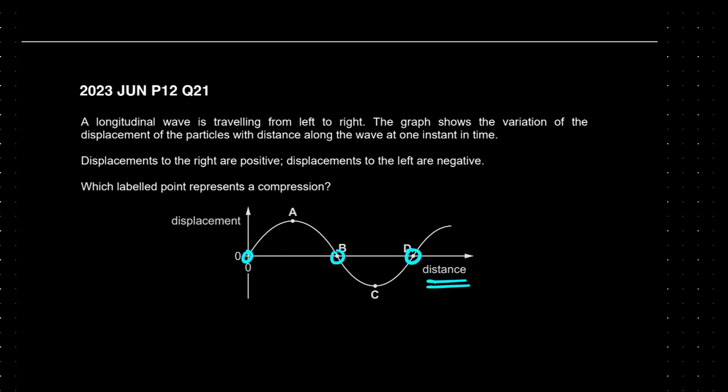But what are we then looking for? If we are looking for a compression, this means particles are closer together. So this must mean that as we are going towards a compression, particles are getting closer and closer. So the displacement must be reducing. That's what makes the answer B and not D. If we are going in this direction, then the distance between them is increasing, and D would actually be a rarefaction. B is the compression, D is the rarefaction, right? So this is how you do this one.